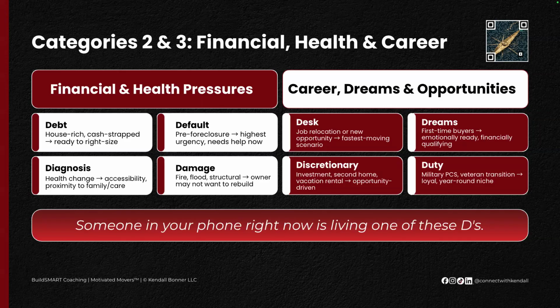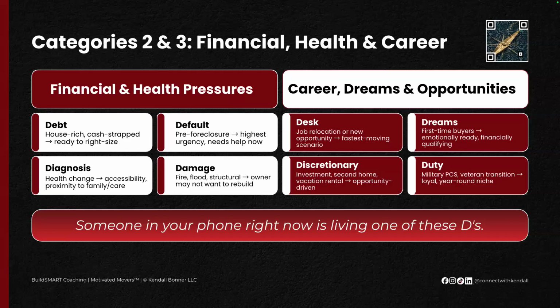The next one is diagnoses. I also went through this one personally. My mom got sick with dementia, but basically this is when a healthcare change forces accessibility decisions or the need to be closer to family or a care facility. When I went through this personally with my mother, it was truly one of the most vulnerable moments a family faces, right? And being a trusted resource to families in those moments, I believe, is actually a true honor.